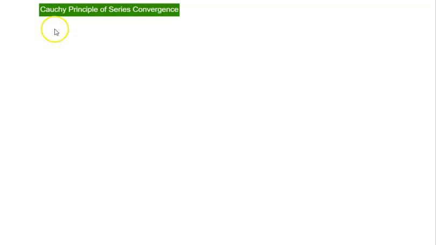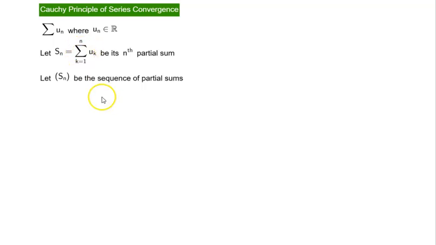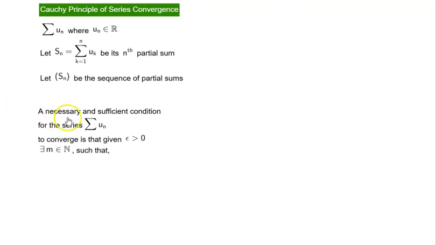A few sessions back, we saw Cauchy principle of sequence convergence. Now let's look at Cauchy principle of series convergence. So we have a series U sub n where U sub n is in the set of real numbers. Let S sub n be the nth partial sum and let {S sub n} be the sequence of partial sums.